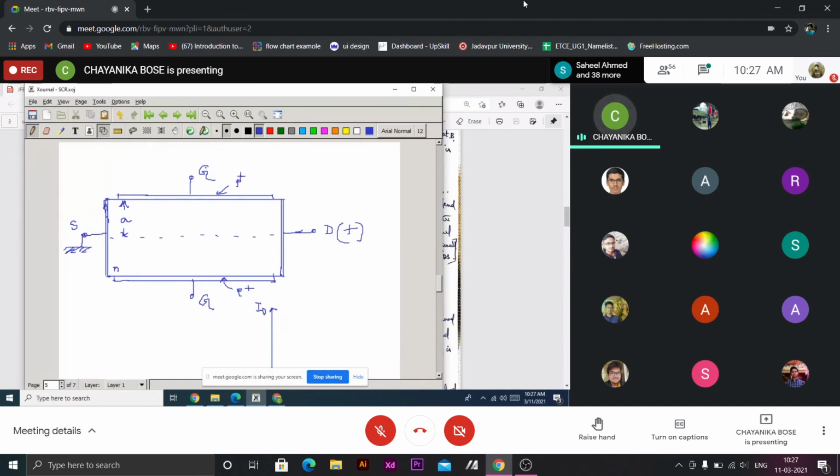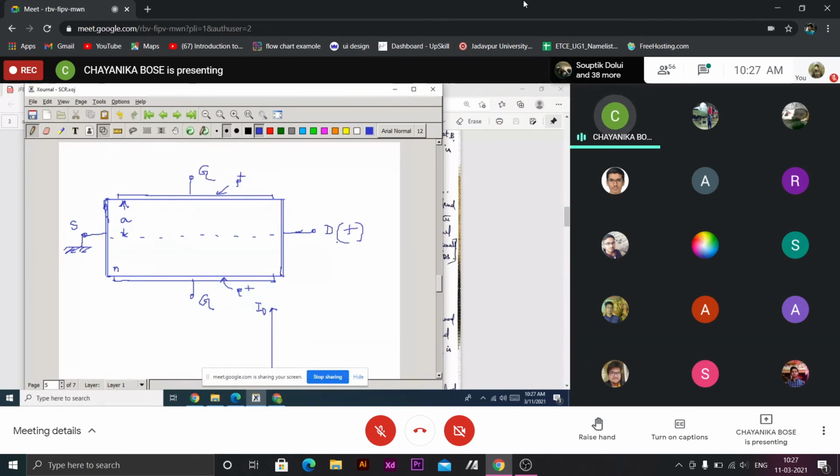Initially we are considering that the gate terminal is shorted to the source, which is at ground. That means no bias is applied at the gate. So we assume that the entire channel cross section is allowed for current flow. Now if we apply some positive voltage at the drain, what will happen? For a small range of VDS, quite small, the entire cross section is available and carriers will flow from source to drain.